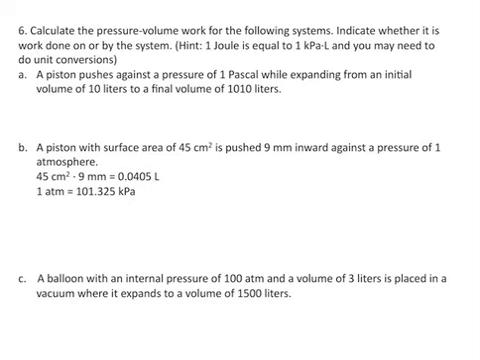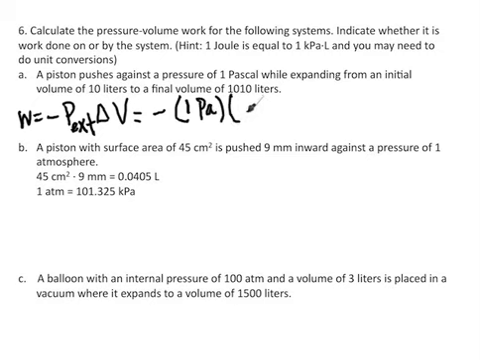Okay, so for these questions, all we need to start with is the work formula. So work equals minus, remember the minus sign, that's very important, pressure, and here I'm going to clarify the pressure is the external pressure, and then delta V. So in this question, the piston is pushing against an external pressure of 1 pascal. So we're going to use 1 pascal as the P, and then the difference in the volume is going to be plus 1,000 liters, right? It increased 1,000 liters.